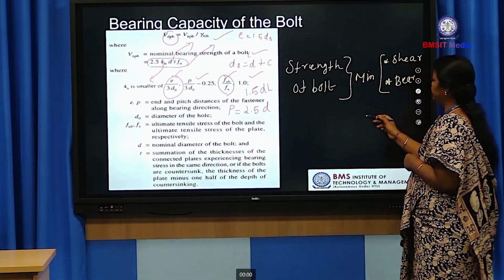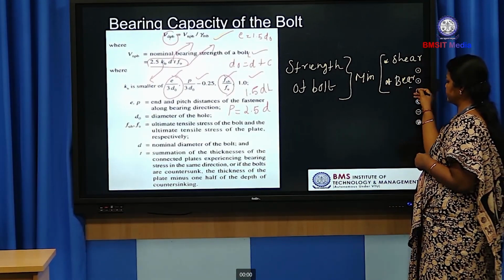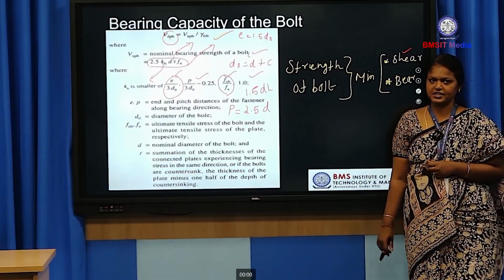After that, find the strength of the bolt using this condition, the minimum value among the shear capacity of the bolt and the bearing capacity of the bolt. Okay, we will see in the next class.